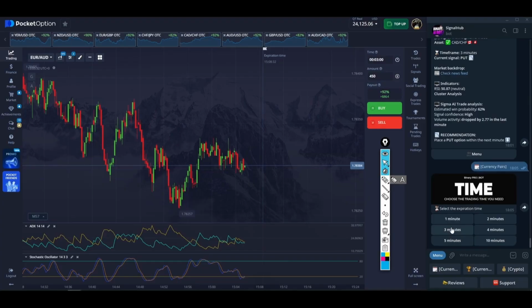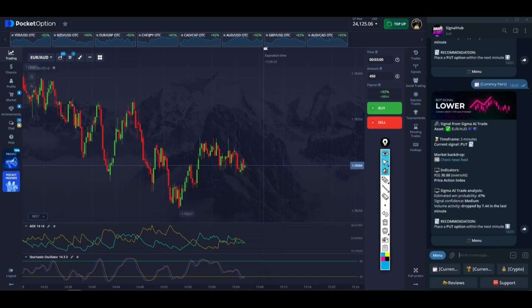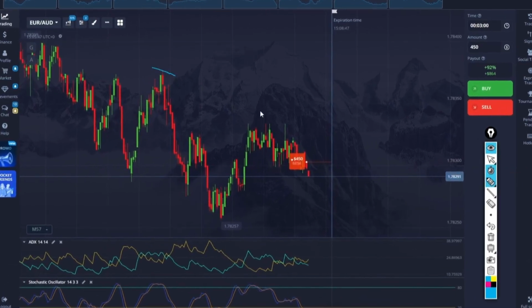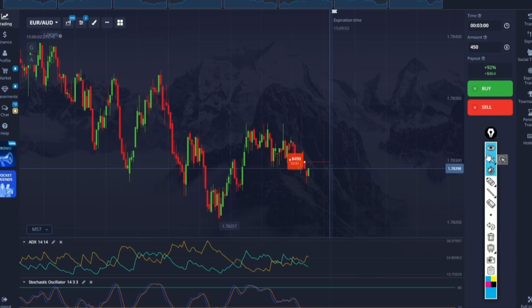All right, let's keep it rolling. I'm switching over to the Euro-Australian dollar pair to see what kind of entry we get here. The bot is giving me a sell signal, and since the overall trend is bearish, I'm jumping in. ADX looks fine, though the Stochastic is sitting in oversold territory. That's the only thing that makes this setup a bit tricky. Still, I'll give it a shot. Expiration time is set to 3 minutes. Let's see where the price takes us.